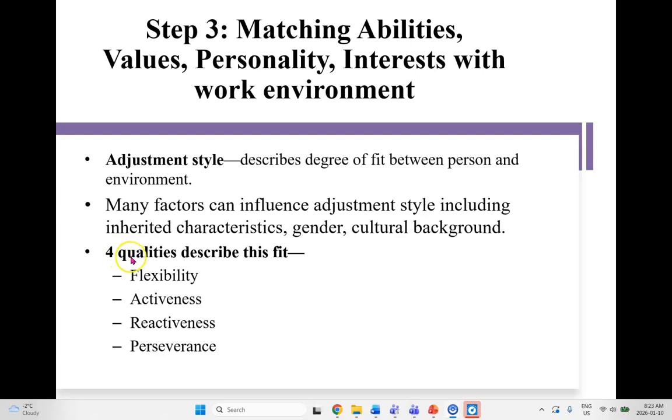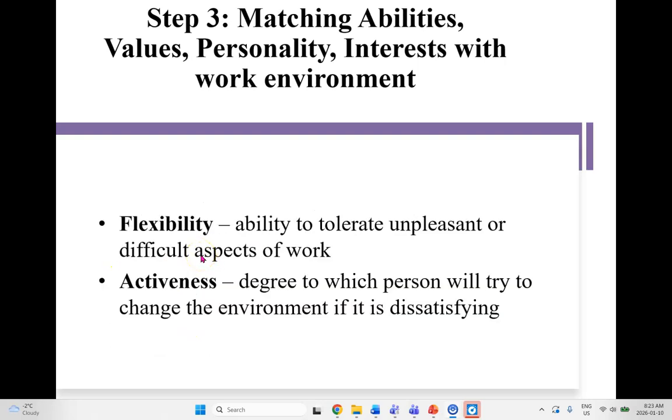The theory describes 4 qualities that describe this fit. And let's have a look at those. Briefly, flexibility refers to the ability to tolerate unpleasant or difficult aspects of work. These may be temporary or permanent aspects. And someone working, let's say, in a very loud warehouse or factory environment may be able to tolerate that more effectively than other people might.